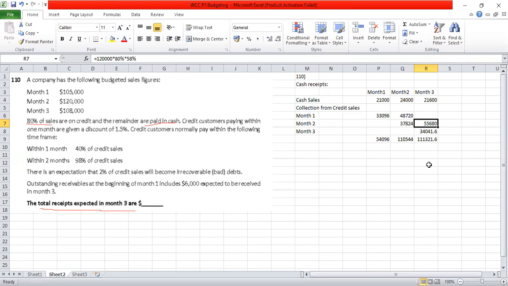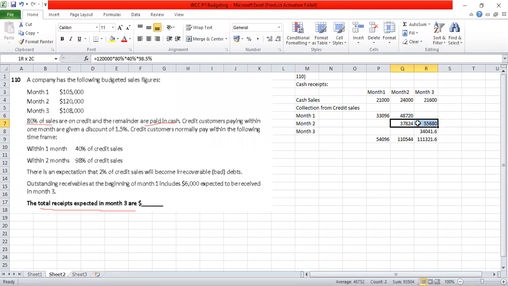Ma'am, do you understand my question? Ma'am, because what is that? 120,000. Within 1 month is the same month, within 2 months is the next month, no? Yes, ma'am, but it's not within month 2. This is the time frame we are talking about. So for month 2, you have to receive this much. Within month 3, they'll receive 40%. And then in month 4, they will receive the rest of the 58%.